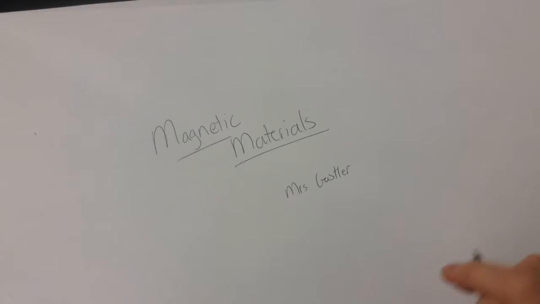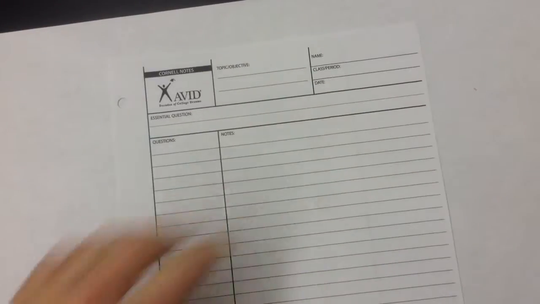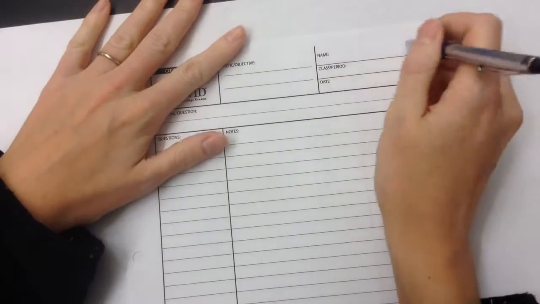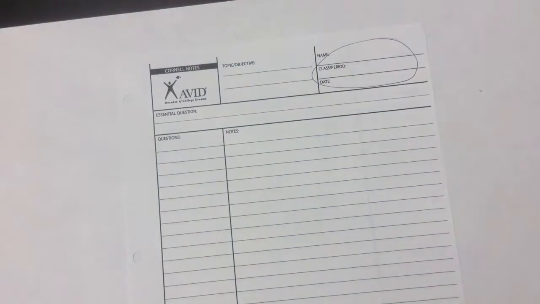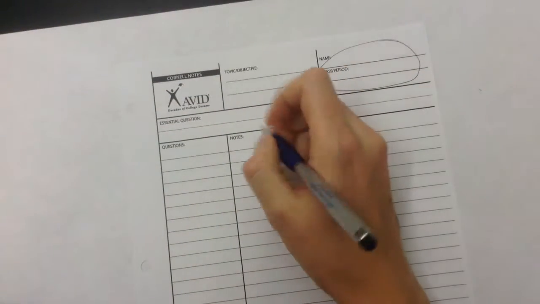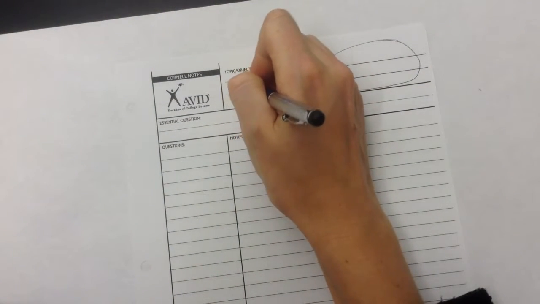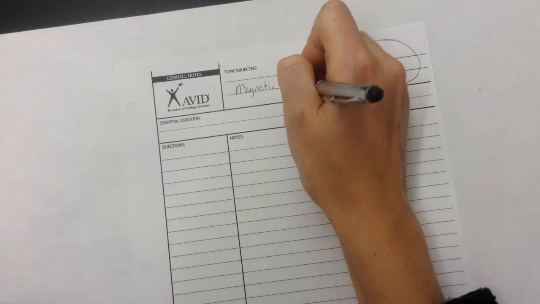Hi guys, in this video we're going to talk about what makes materials magnetic. I have some handy Cornell paper here that I'm going to write on, but I've also got some little things that I'm going to use to show you what we're doing. So to begin with, we're talking about magnetic materials here.